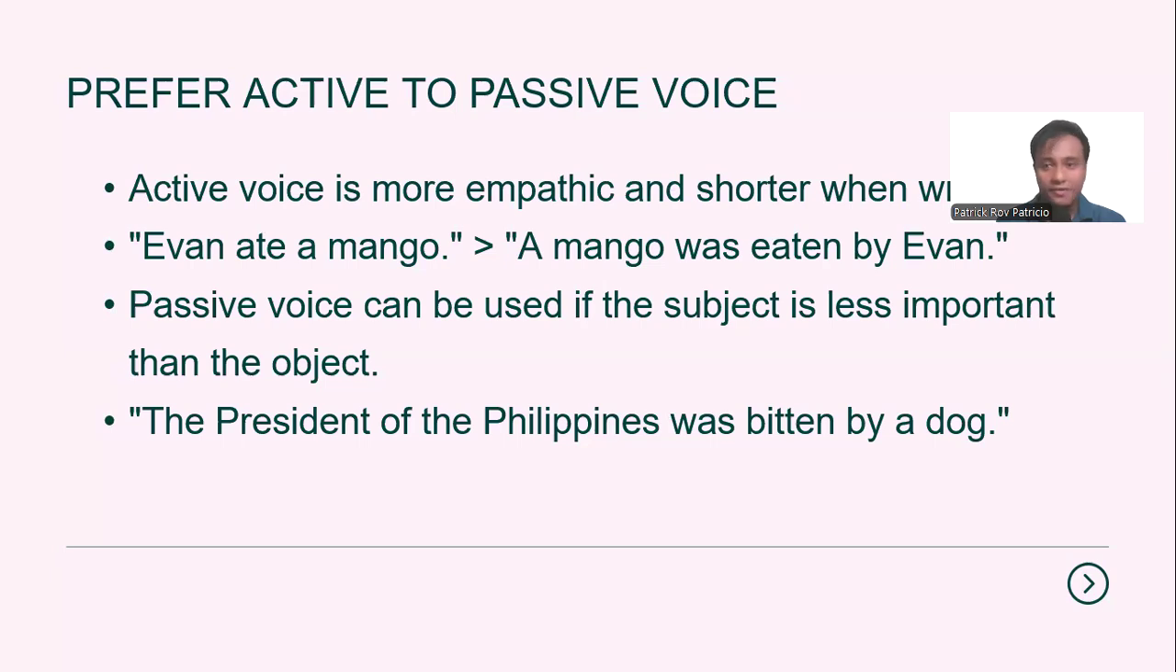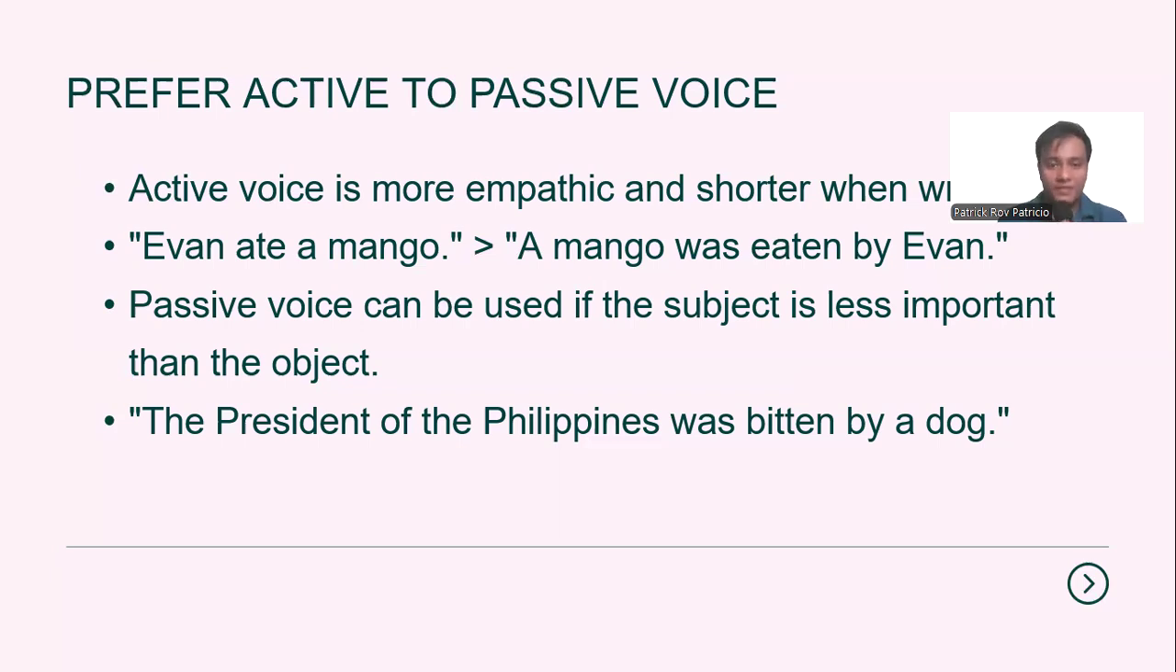Next, we learned that we prefer the use of active voice over the passive voice. Active voice is more emphatic and shorter when written. The example is here: Evan ate a mango, as compared to a mango was eaten by Evan. For a more layman's explanation, sometimes the passive voice just doesn't sound right. However, those are both correct, but again, we prefer to use the active voice over the passive voice.